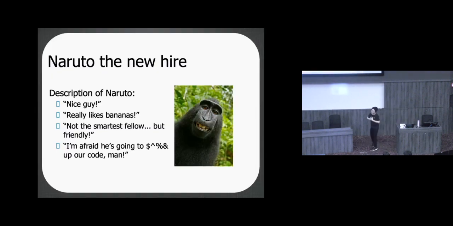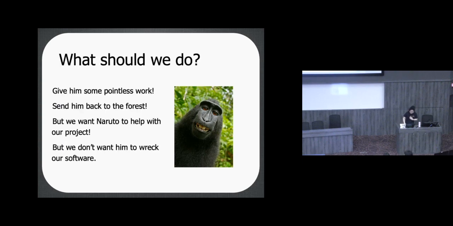All right, so put yourself in this scenario, for example. Let's say that we had this dude, Naruto. It wasn't me who made these slides, by the way, so I hope Japan doesn't sue me. Okay, but think of it this way. Let's say there's this new hire Naruto, right? And for example, maybe we might think he's a nice guy, really likes bananas, right? Maybe not the smartest fellow, but we really like him because he's really friendly, right? But the concerning thing is that we're afraid that he's going to screw up our code, man, right? So what should we do? Some of the things we could do would be to give him pointless work. We could send him back to the forest.